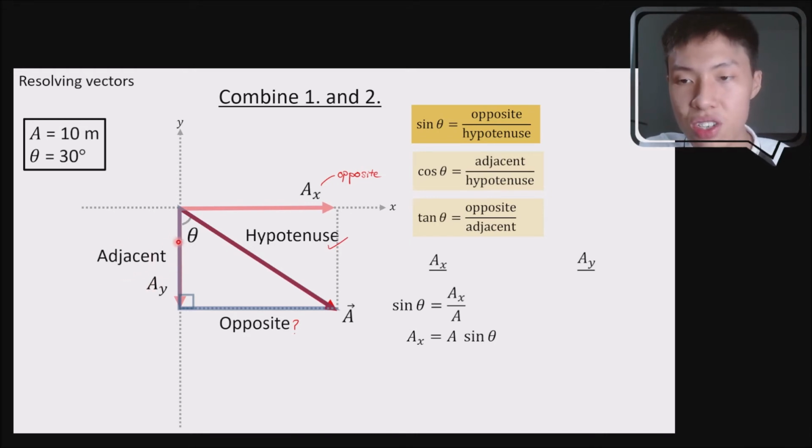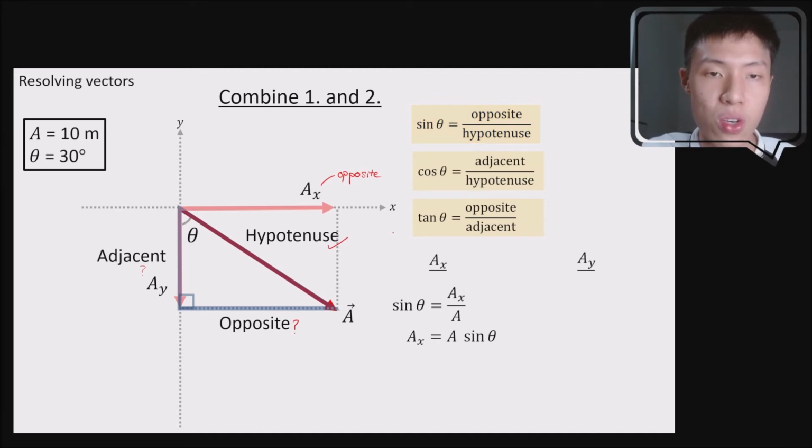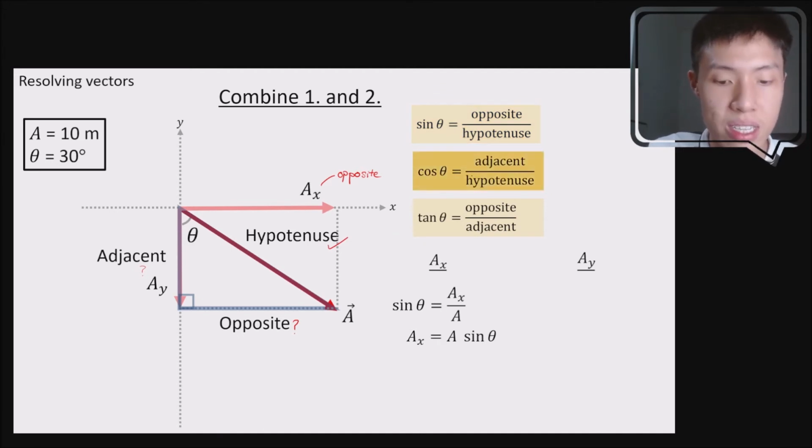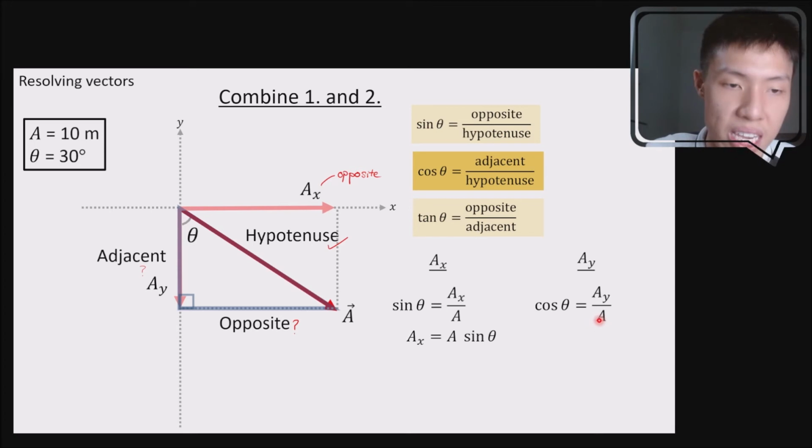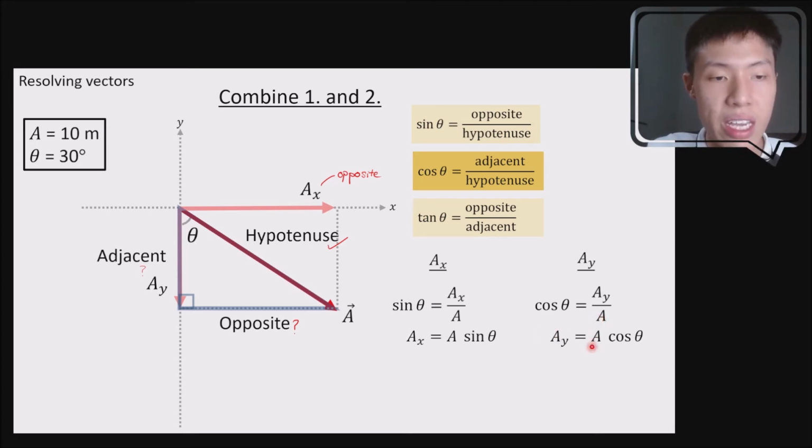So if we are interested in the adjacent, and we have the hypotenuse, then the equation that we should apply is the second equation over here. Because we are interested to know the adjacent, and we are already given the hypotenuse and the angle. So this is the equation to apply. Bring it down, substitute. Adjacent is AY, then the hypotenuse is the magnitude of the vector A, which is just A. Okay, rearrange, then you get AY is equal to A cos theta.